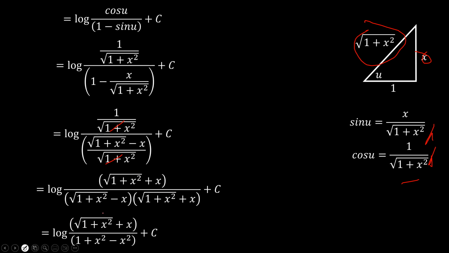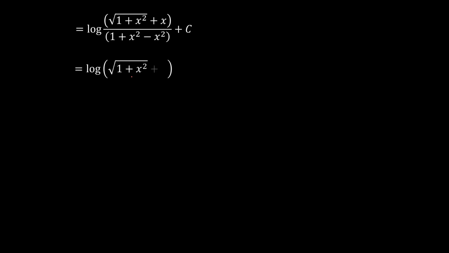The denominator becomes 1 plus x squared minus x squared, so this x squared cancels. So the answer literally becomes the natural logarithm of square root of 1 plus x squared plus x, plus the integration constant.